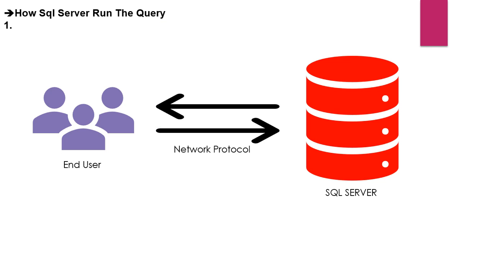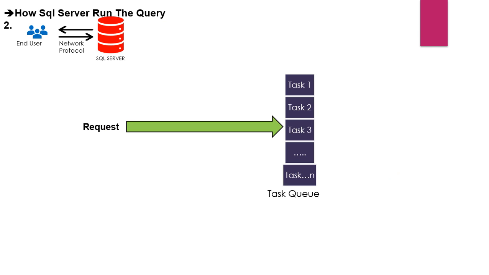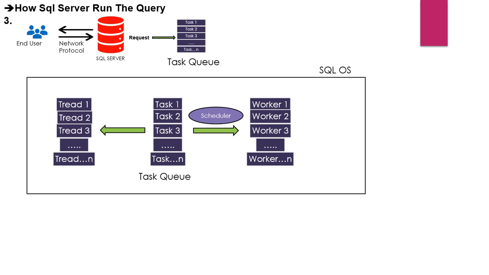Let's start first. As we have seen in the figure, end users send a request to SQL Server via a network protocol. The request is divided into multiple tasks as shown in the figure: task 1, task 2, task 3, and so on up to task 10. All those tasks depend upon the request. All those tasks also reside in a task queue. From that task queue, a task is assigned to an idle worker and thread with the help of the scheduler by SQL OS. Scheduler is nothing but a piece of software that coordinates with workers and processes, and administers the available resources.